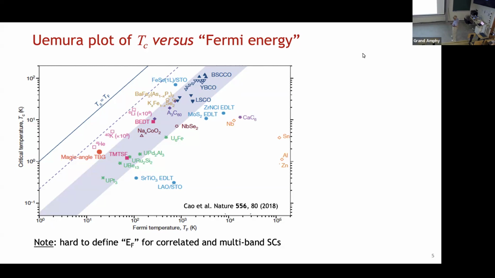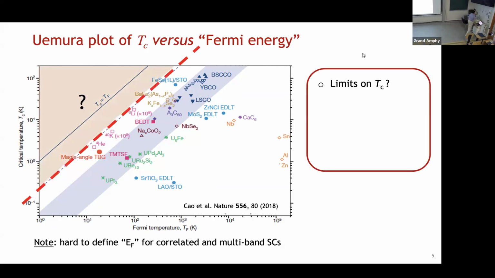But then something interesting happens. There are bands on which things fall, okay? The green ones are the heavy fermions. The triangles are organics. And then there seems to be a real desert up here. But somehow there are no superconductors out there, okay?